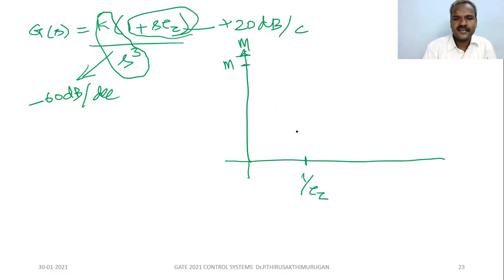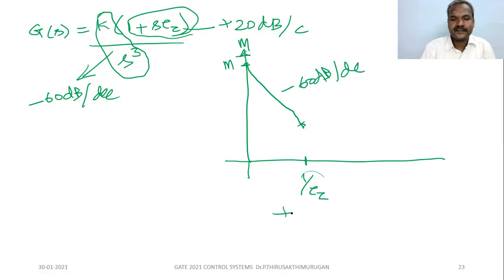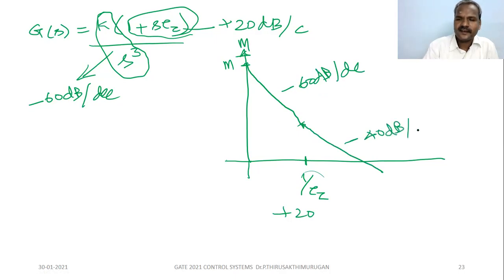So only at the corner frequency does the slope change occur. The initial slope is minus 60 dB per decade. This zero contributes plus 20 dB per decade, so it goes to minus 40 dB per decade. Understand? So this is the typical Bode plot for the transfer function. Do you understand the concept of Bode plots?